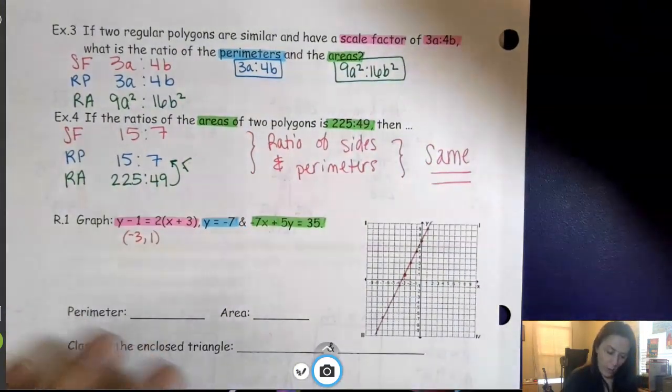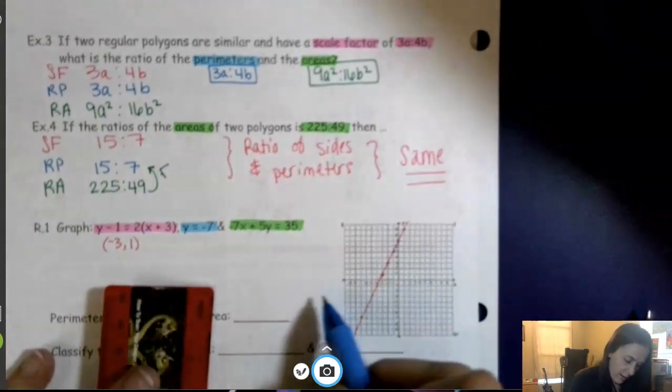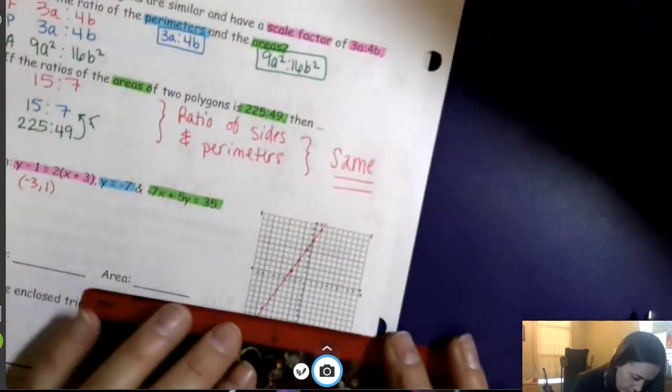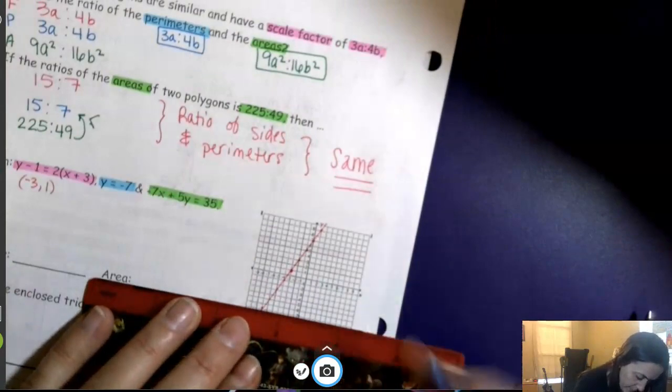That's my first line. Y equals -7, x, y equals -7 right here. So it'll be all the way horizontal line.